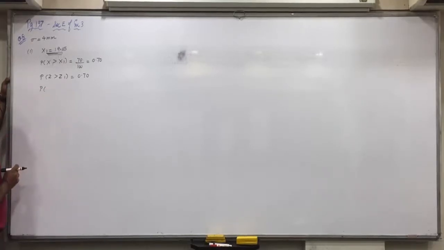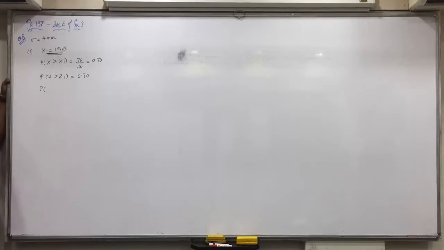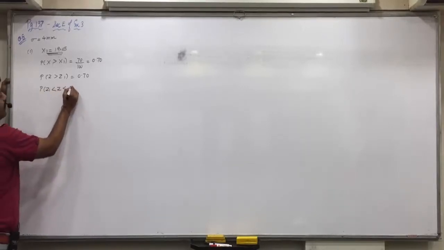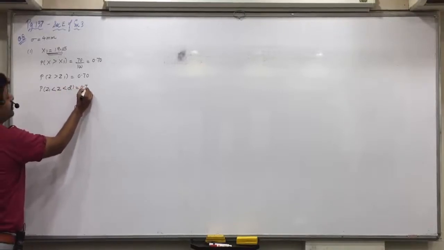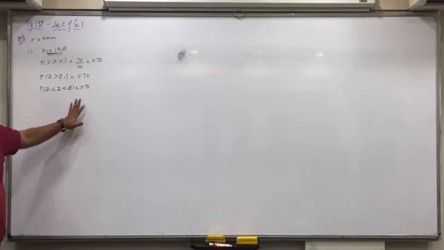Sigma greater than Z1 means till infinity. So, P of Z1 less than Z less than infinity is 0.7. Greater than Z1 means between Z1 to infinity is 0.7.